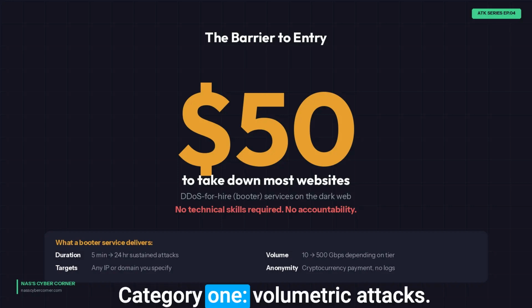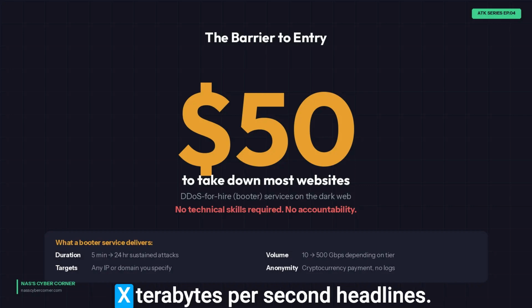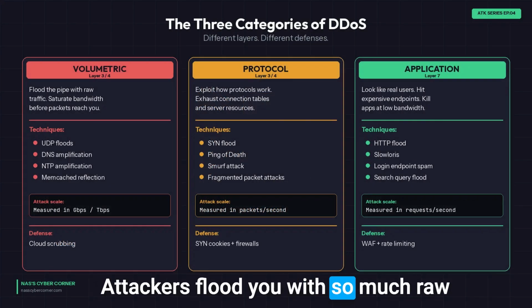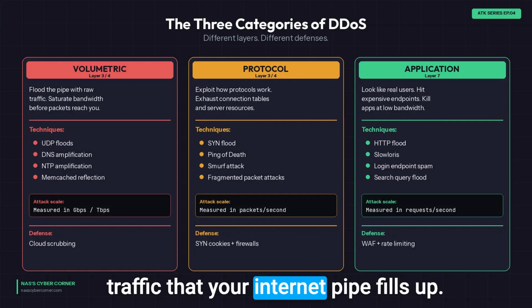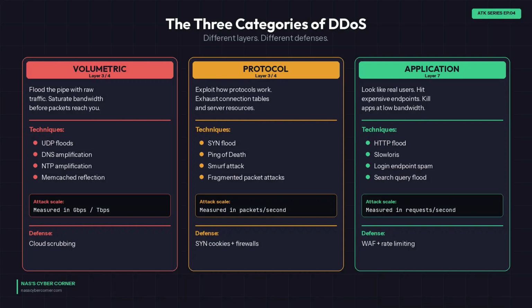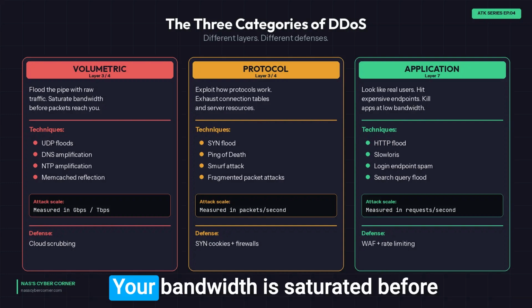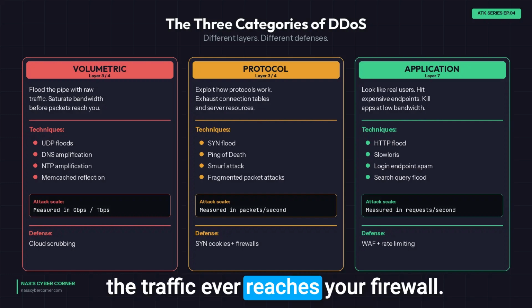Category 1. Volumetric attacks. These are the ones you see in the news. X terabytes per second headlines. Attackers flood you with so much raw traffic that your internet pipe fills up. UDP floods, DNS amplification, NTP amplification. The tactics vary, but the outcome is the same. Your bandwidth is saturated before the traffic ever reaches your firewall.